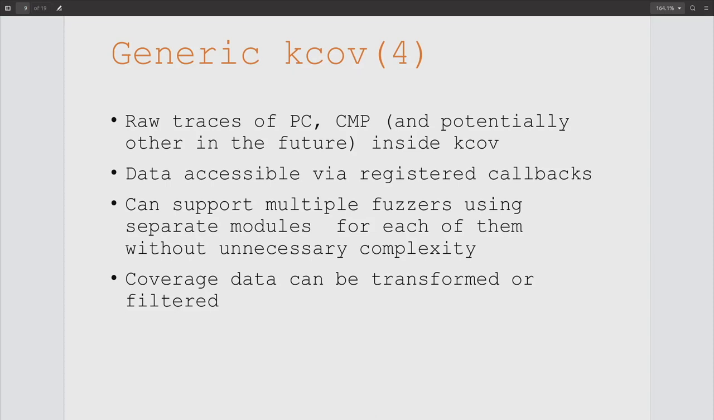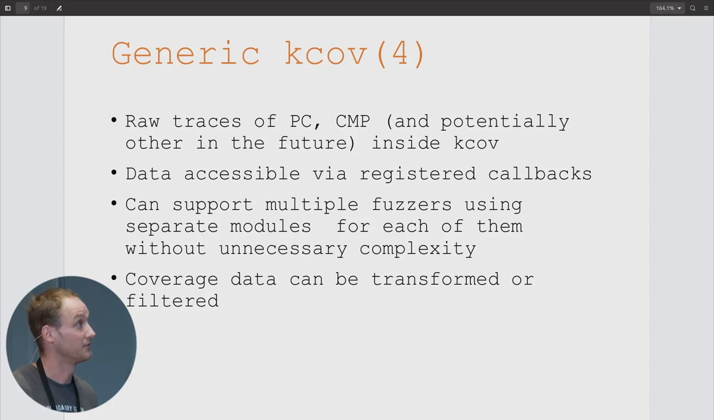So as I said, the generic KCOV module moves the responsibility of processing anything with coverage data to the plugin. We still handle the raw coverage inside the KCOV. Data is easily accessible using the callbacks. We can potentially support multiple different fuzzers. For every fuzzer, you just need to write your simple module, which is usually just a matter of taking a look at, for example, the AFL module or a sample module that was also written. Then you can see which operations will be different for you, and you implement them, and you should be ready to go. Also, we can do things like filtering the coverage data, which is also important.